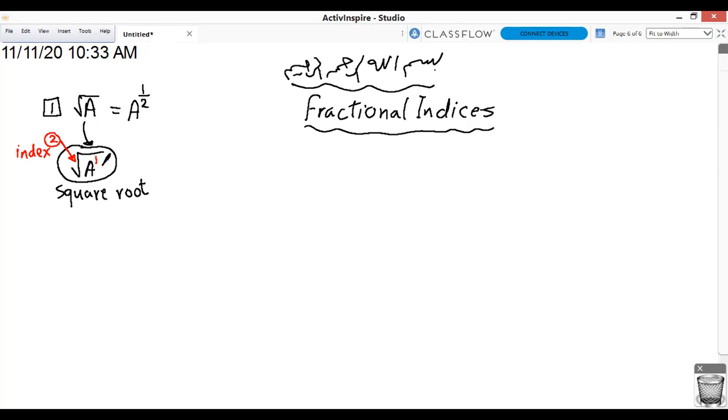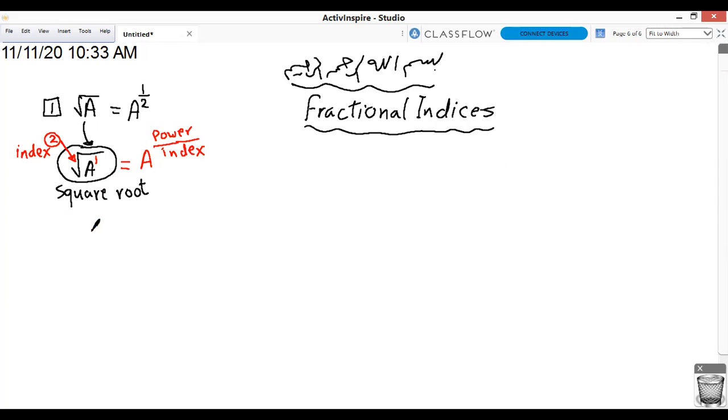Then if you want to take a out of the root, it will be like this. You will put here a, here is power, over what? Index. Good. You understand?